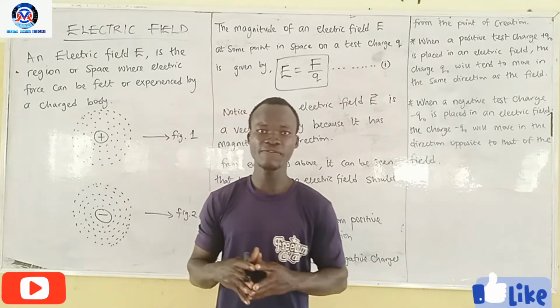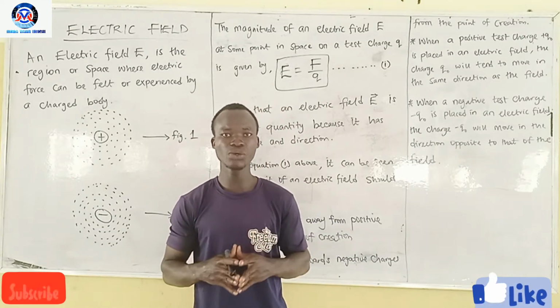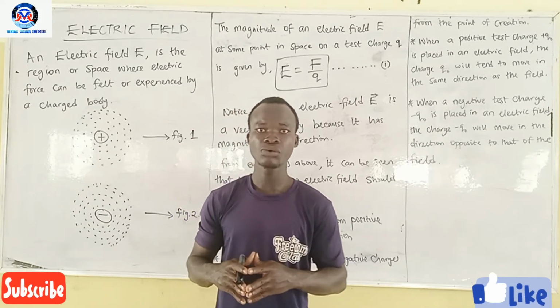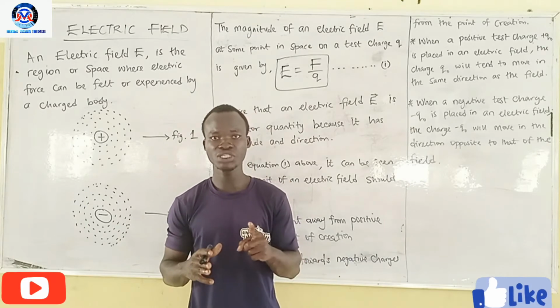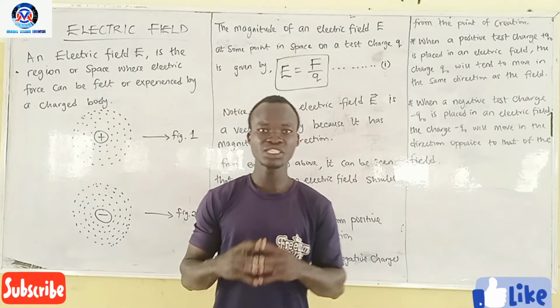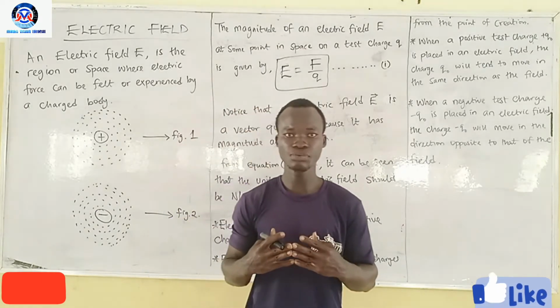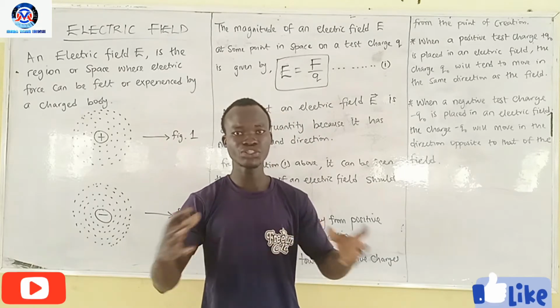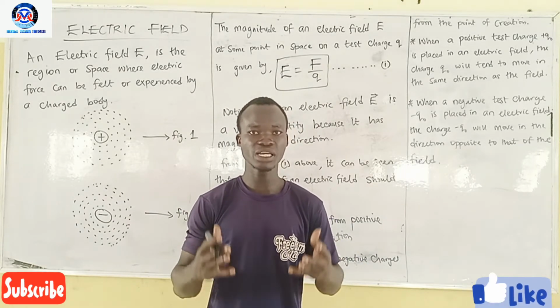How does electric field come into existence? How do we find electric field? Where do we find electric field? Now, remember that we have two types of charges, which are the positive charge and the negative charge. Charges create electric field. Let's consider myself to be a charge. In the region or the spaces around me, I have what we call electric field.